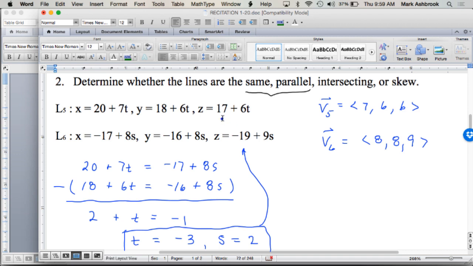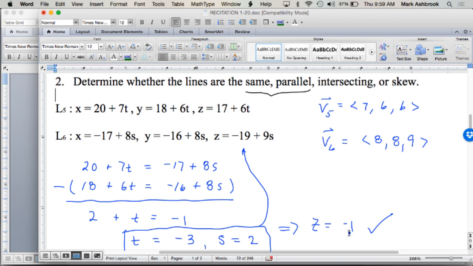17 plus negative 18. I'm plugging T equals negative 3 in. Gives me Z equals negative 1. That's from the T's. And then 2 in here. 18 plus negative 19. Negative 1. Intersecting lines. What's the point of intersection? Is it negative 3, 2, negative 1? Is that the point of intersection?